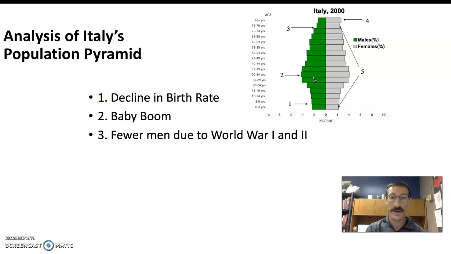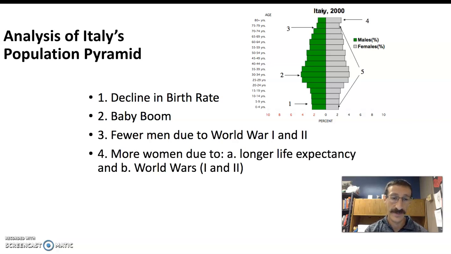Okay, if you look at number 3, at that very high end, fewer men due to World War I and World War II. So in the more elderly population, you saw a lot of people dying as a result of World War I and World War II, with Italy serving in both. And then there was also a lot of issues with the war in Italy once the Allies and the Axis were fighting in 1943, 44, and 45 that led to very high deaths within Italy itself.